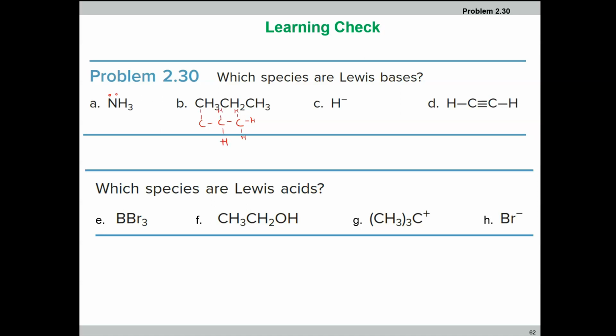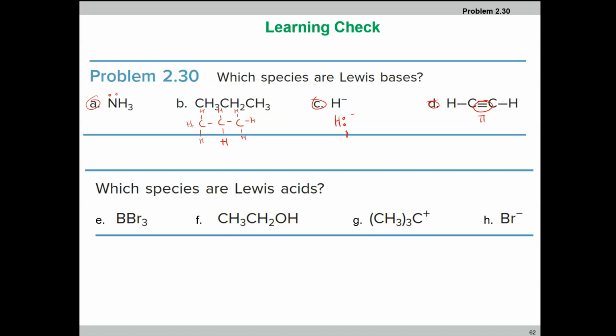So we know that B would not be a Lewis base because there are no lone pairs. And H minus means that we would have a lone pair, so that could be a Lewis base. And then here we have pi orbitals, so we also have Lewis bases. So A, C, and D would count there.